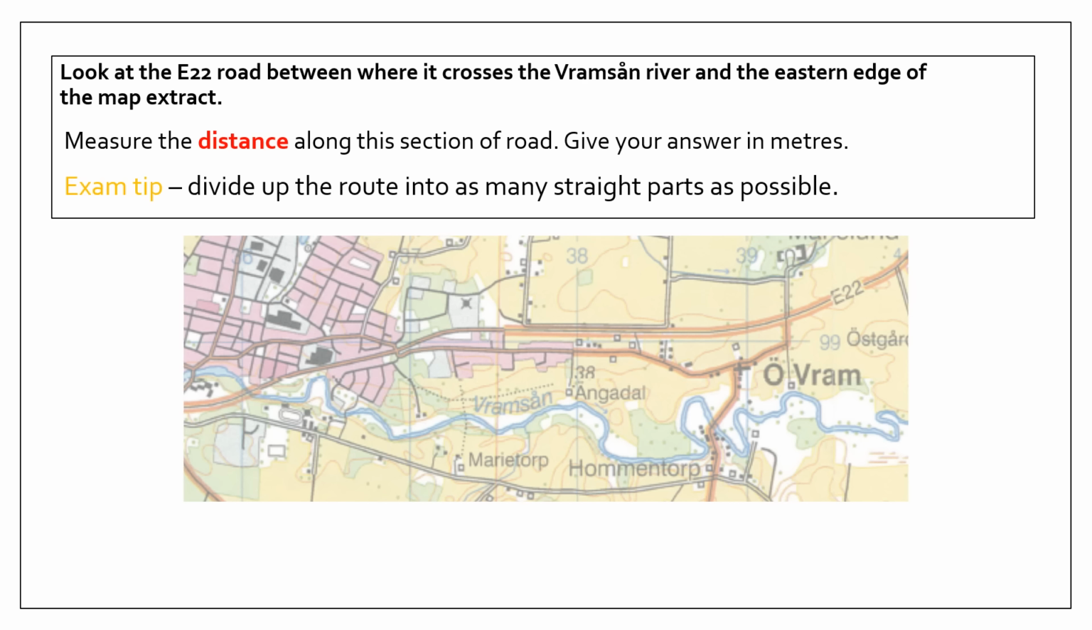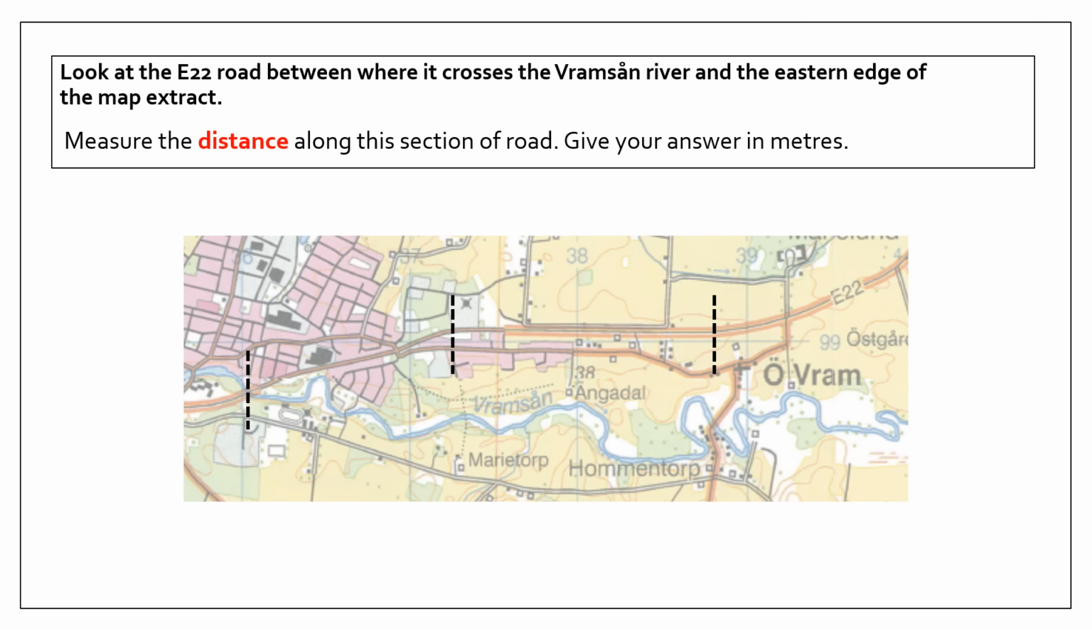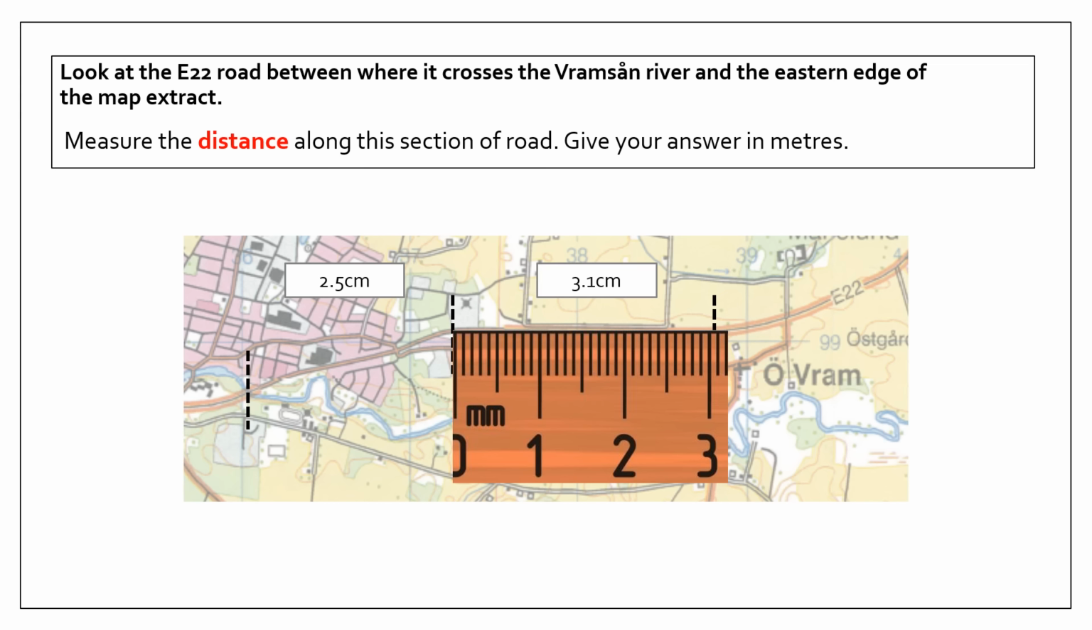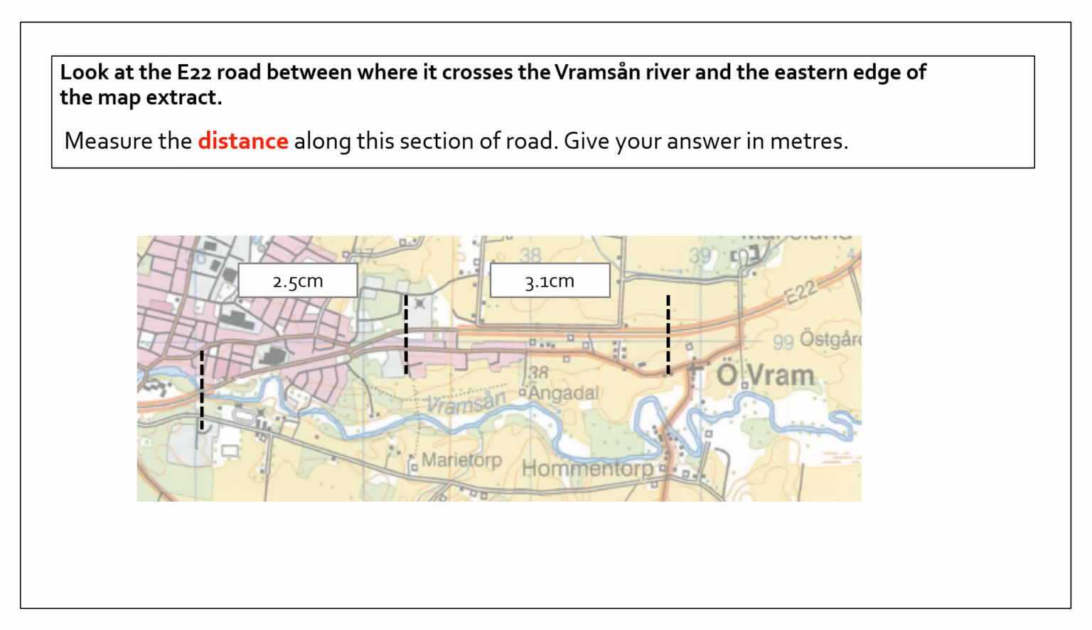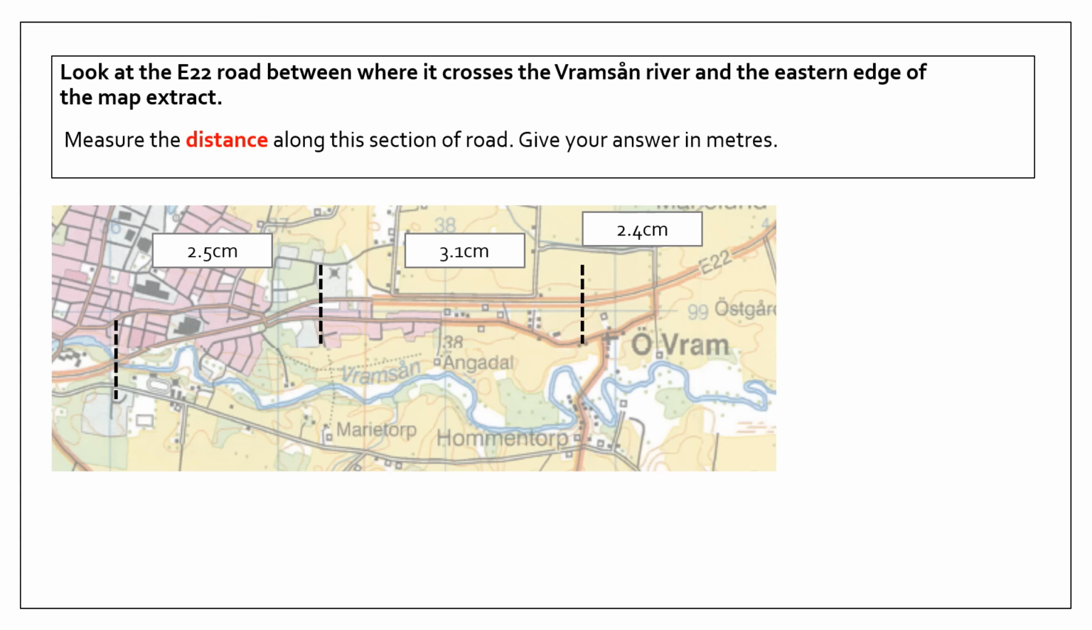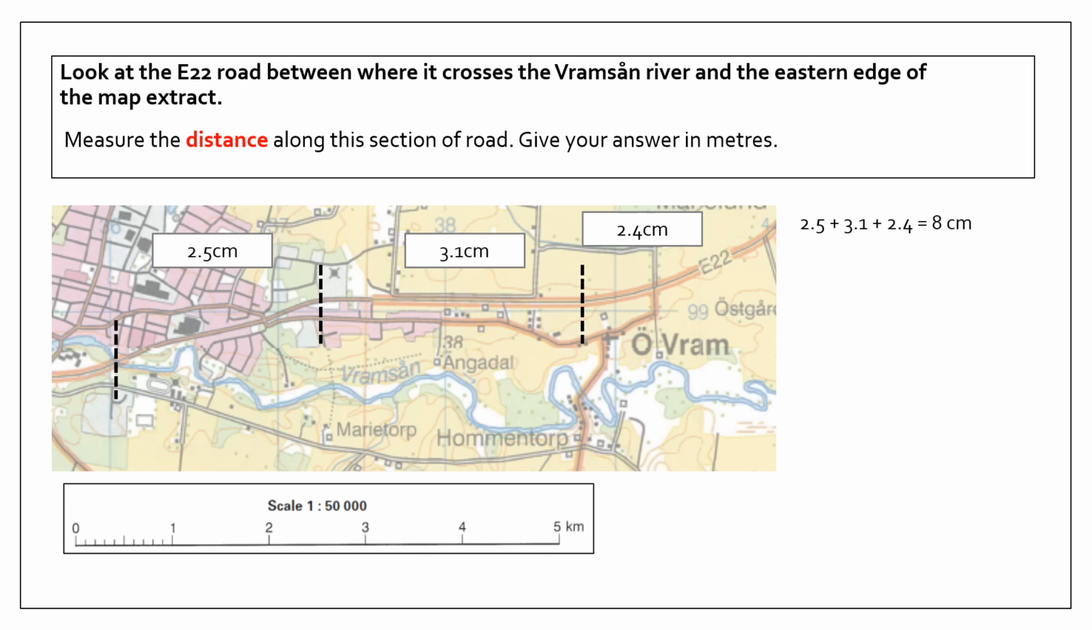So another exam tip is divide up the route into as many straight parts as possible. So I've got a straight part here, another straight part. So I've divided it up into 3 relatively straight parts. I'm going to get my ruler and I'm going to measure the distance in centimeters. So here, 2.5, 3.1, and about 2.4 centimeters. So I made notes, I'm going to add them up, so I get to 8 centimeters.